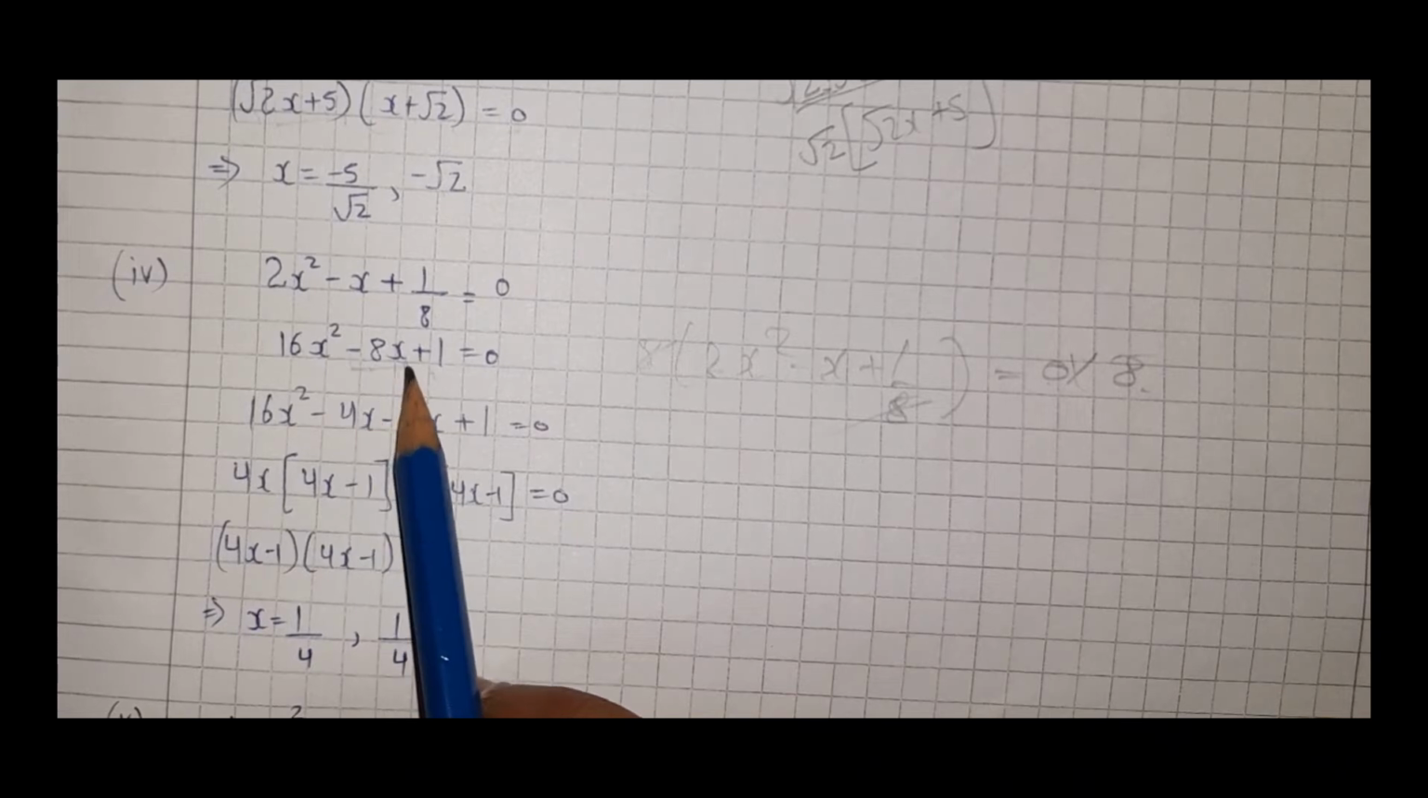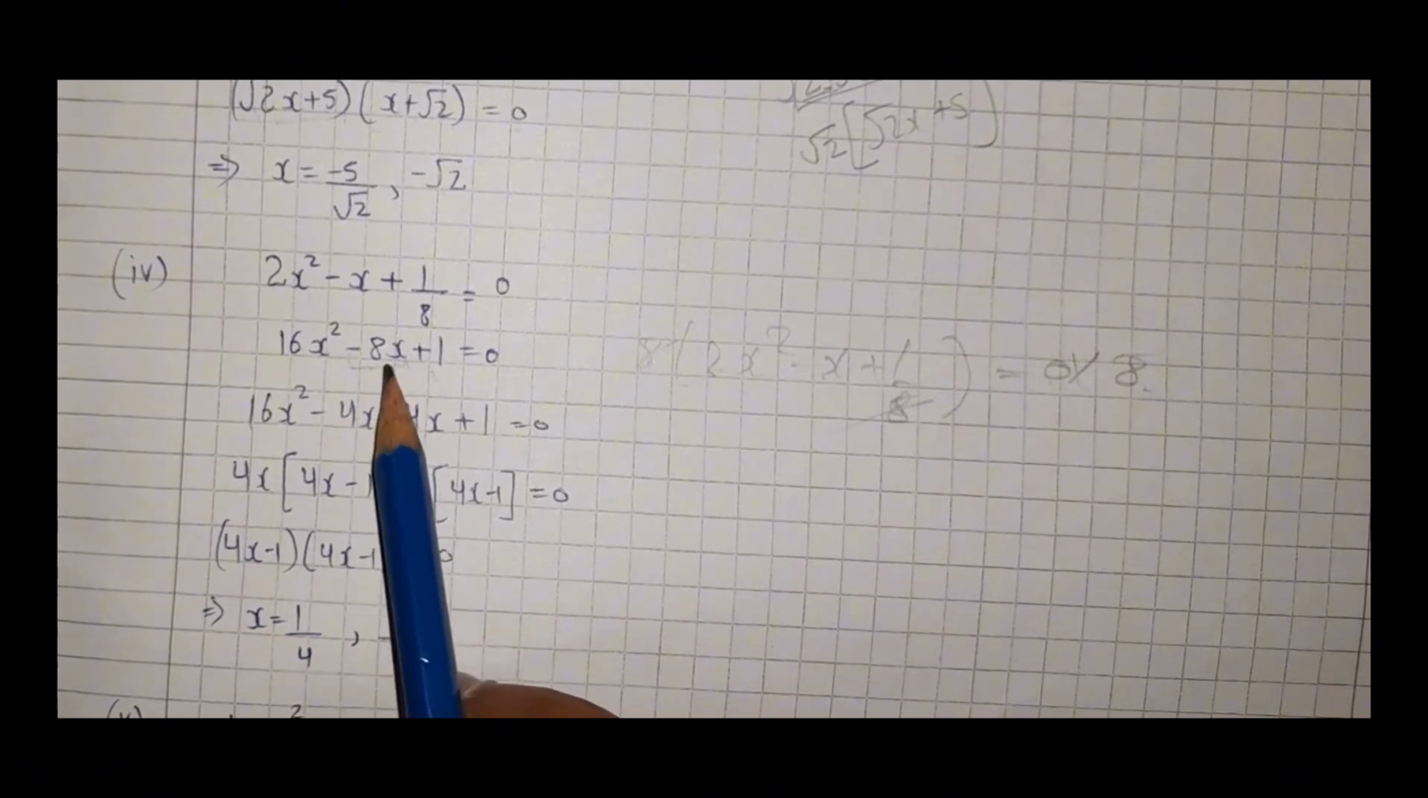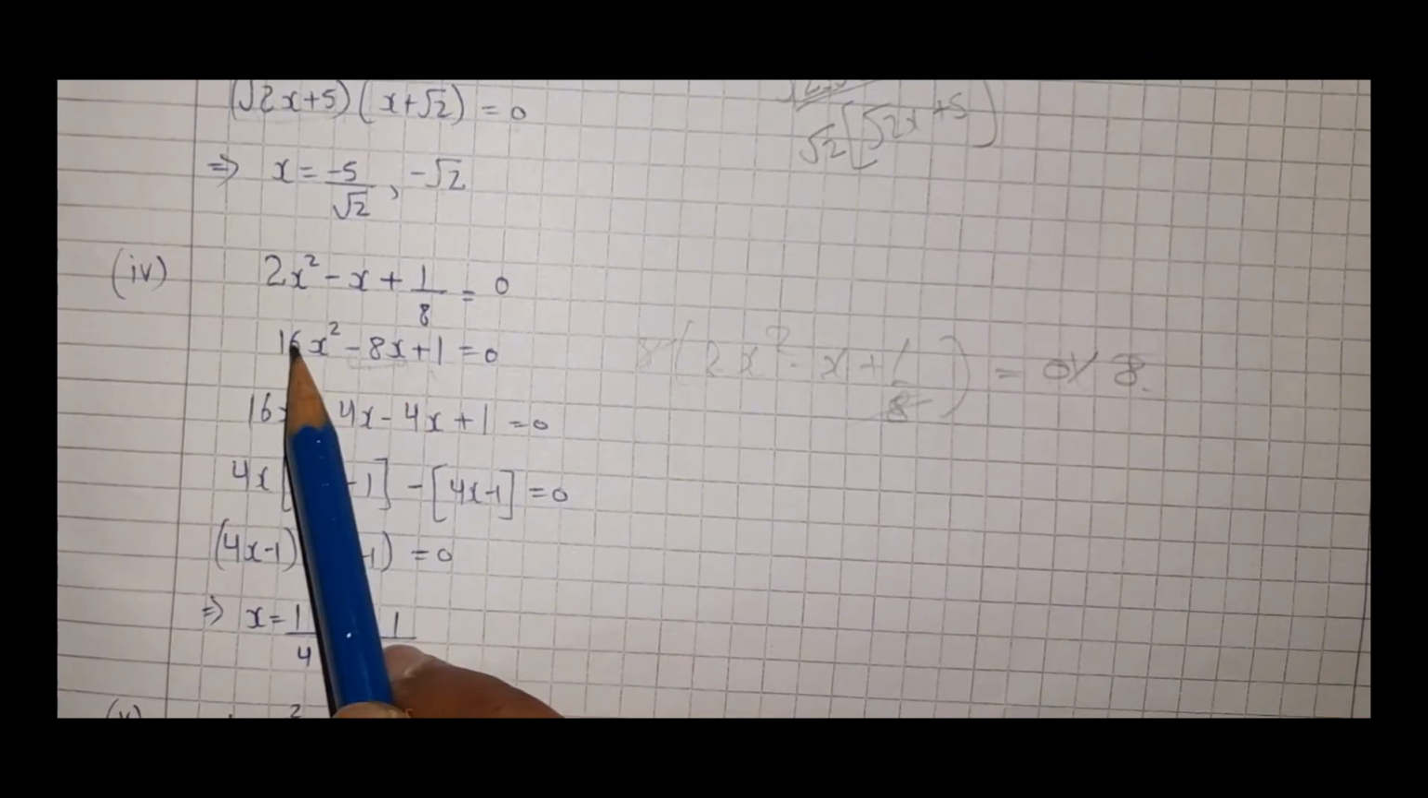Now splitting the middle term such that after their addition we will have minus 8 and after their multiplication we will have 16.